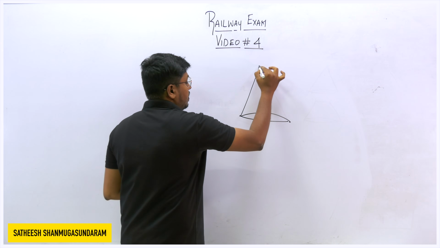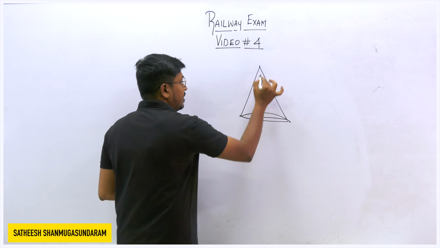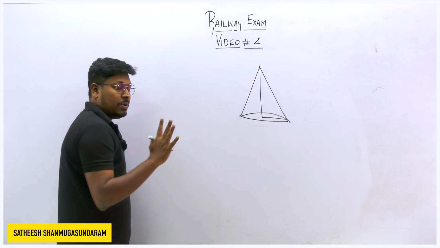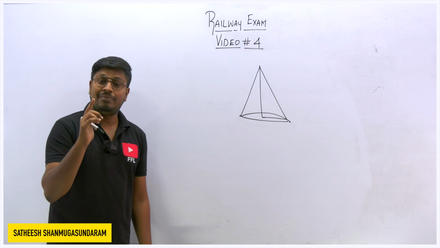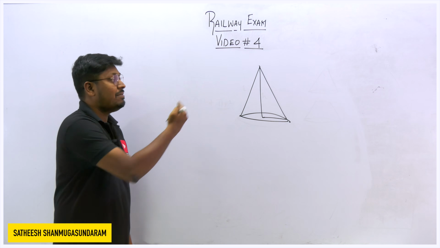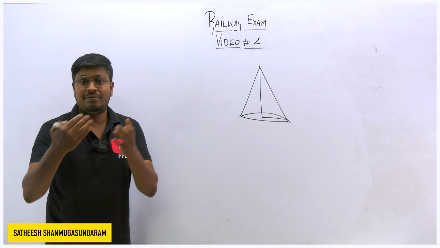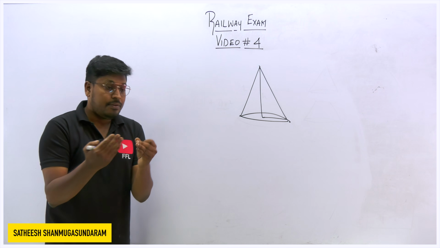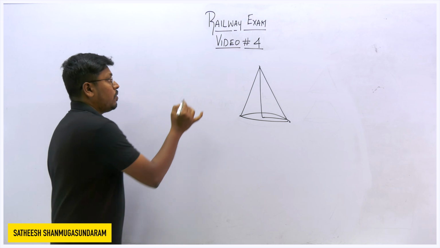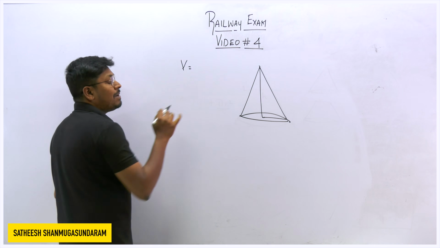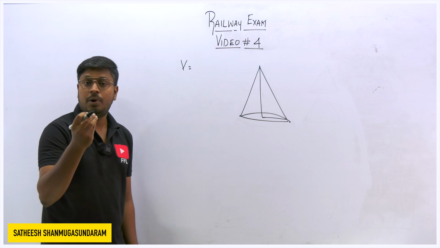Right? So when you take a cone, there are only 4 formulas in a cone, not major categories like spheres and cylinders. We have only one category in cone, and I will tell you later about the cone and frustum of a cone, everything. But before that, for a cone, you have to learn 4 important formulas. One is the volume of the cone. The volume of a cone is 1/3 pi r square h.